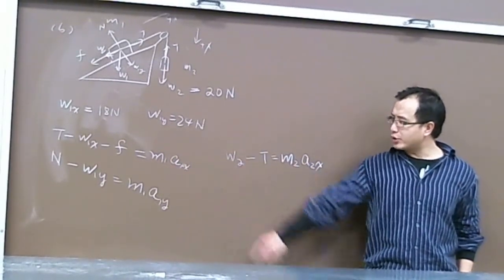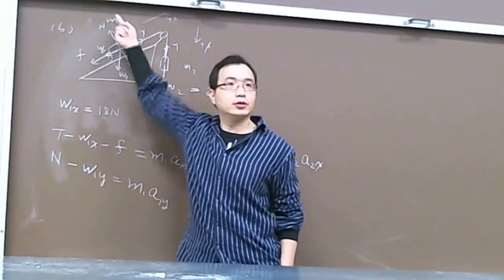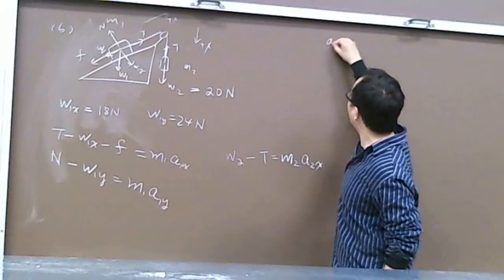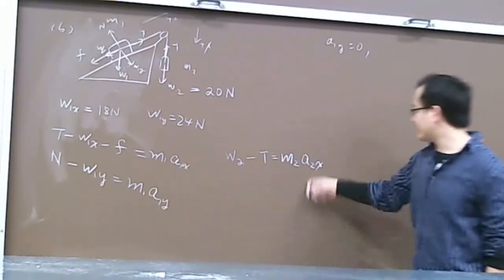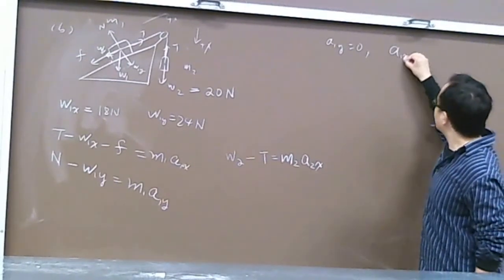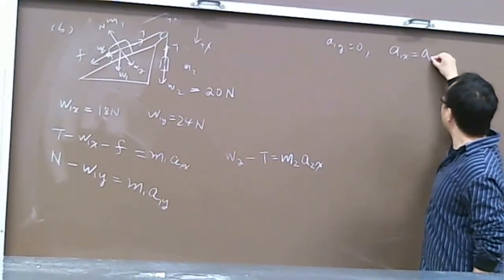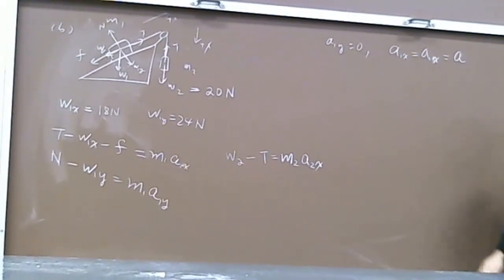Any question here? And then of course we should be able to identify the acceleration. So what do we know about acceleration A1y, the acceleration along this direction? It's 0, so A1y equals 0. And then what do we know about A1x and A2x? They are equal to A. They should have the same value, and we can call this value the acceleration of the system, A.